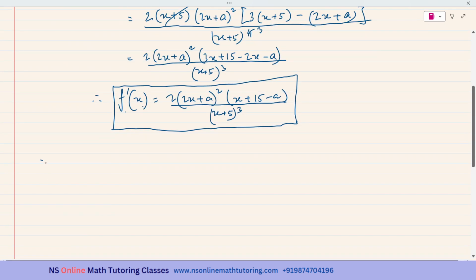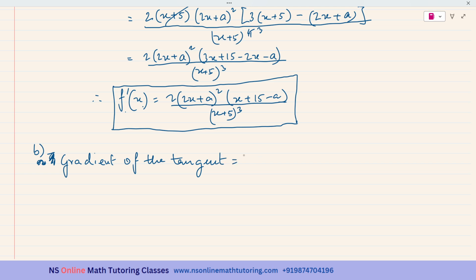So, part B, gradient of the tangent is equal to tan 70 degrees is equal to f prime of 1. This is what you have to realize. After you get this equation, every other thing is easy. So what is f prime of 1? F prime of 1 is equal to, I'll be just substituting 1 in place of x. So it is 2 times 1 is 2 plus a.